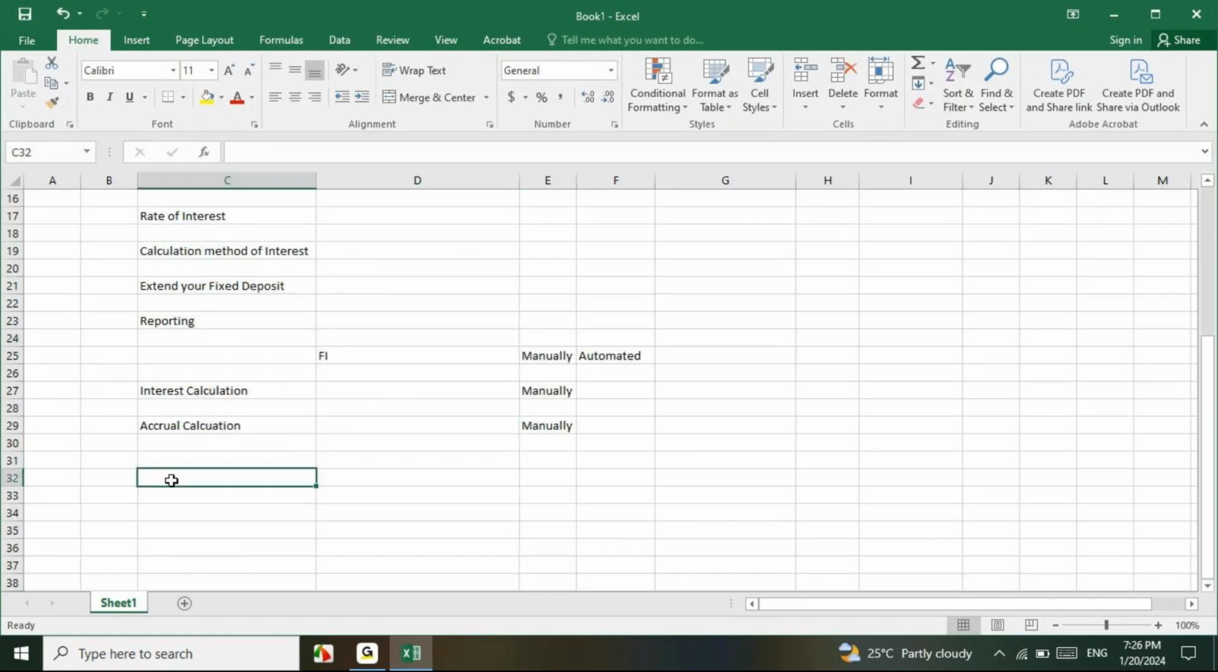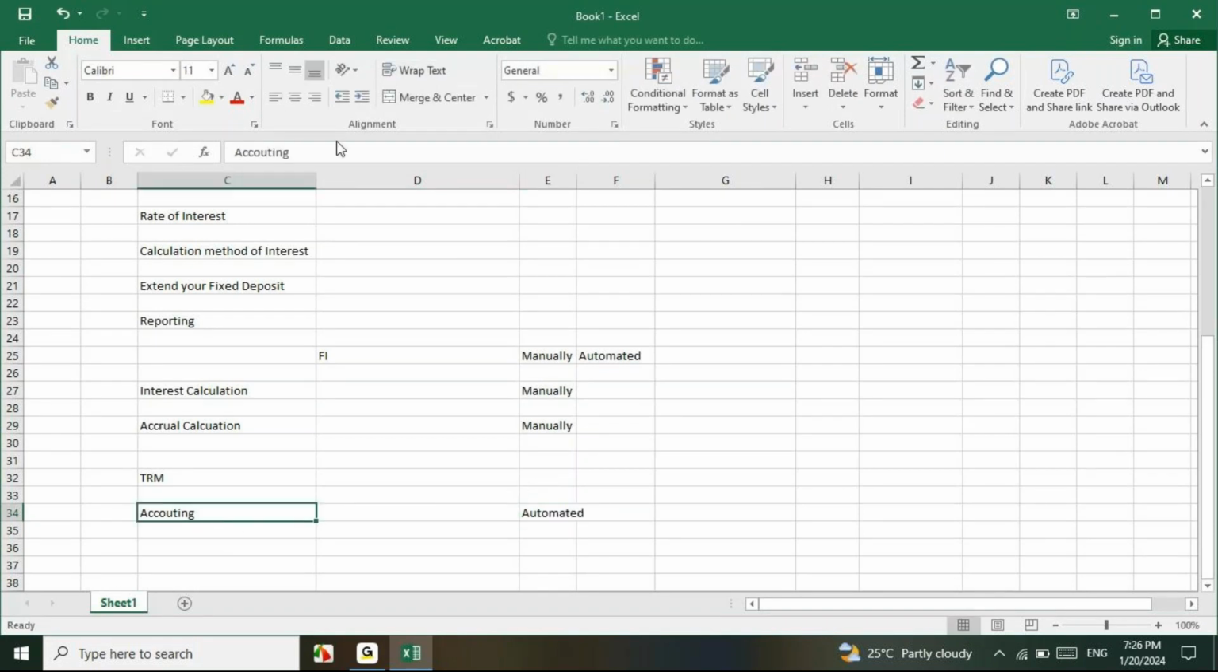Now coming to SAP TRM. Let's say we are implementing SAP TRM for my client. So what will happen? The first thing is that your accounting will be automated.